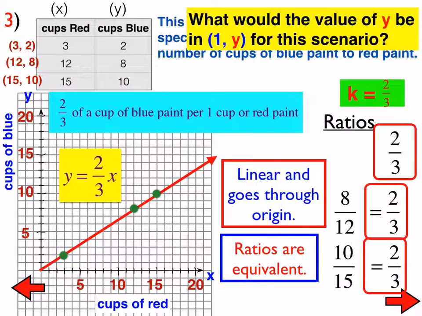What's the value of y? Tell me, please. It's 2/3. Good. So it's 1 comma 2/3 for that ordered pair. We know that that has to be on the graph.